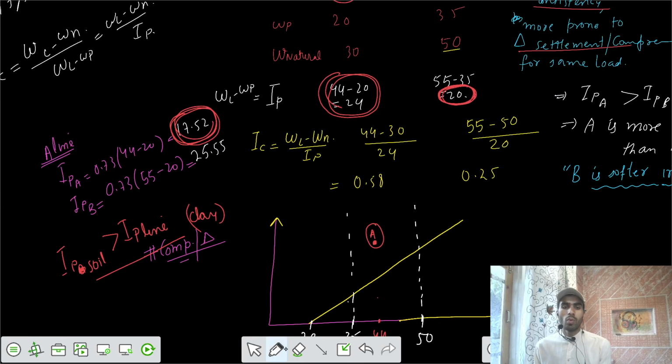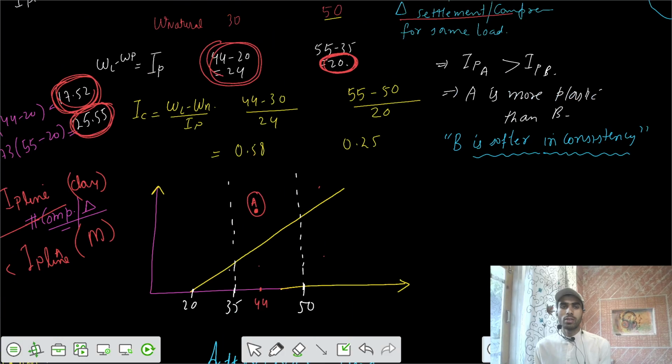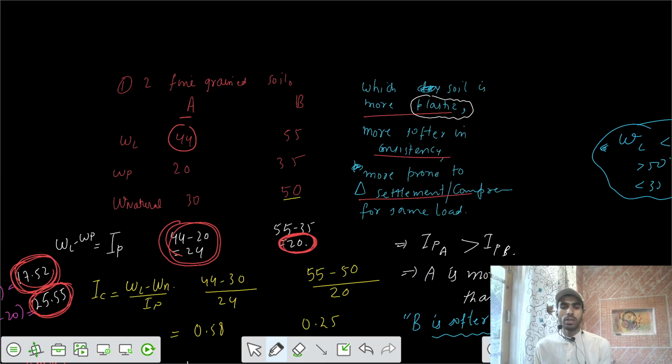But what about the A line? It's 25. So for the soil B, your IP value is less as compared to the IP for your A line. So this is actually silt, so you can say that soil B is silt. It would be somewhere here because your liquid limit for the soil B is 55.